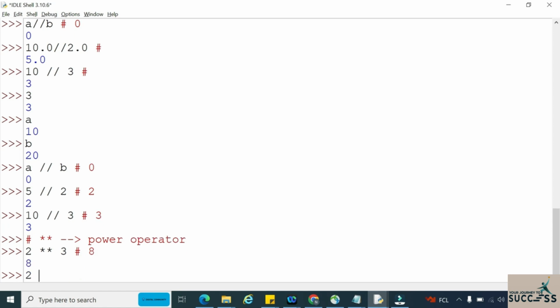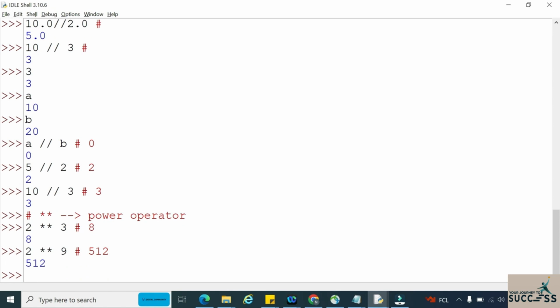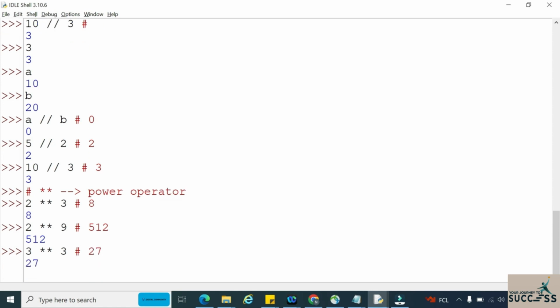Now same thing if I am doing 2 power 9. 2 power 9 is 512, so 512 will be my output. Same way, if I want to get 3 power 3, then 3 into 3 into 3, 3 cube, is 27. One last example we will see.